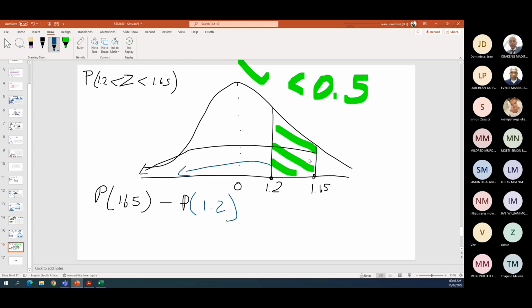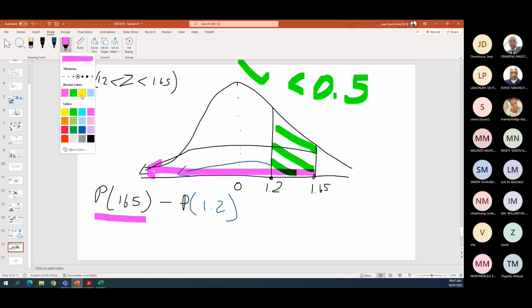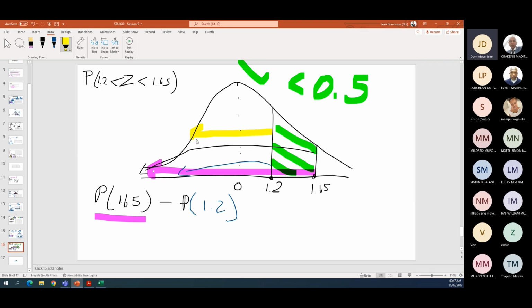Because the one will be that probability, the other one will be the yellow probability, which will give us in the end the green probability. So I think there are just a few ways that they can ask this. They can do exactly the same in the negative space, but you basically can follow the same principle for that.